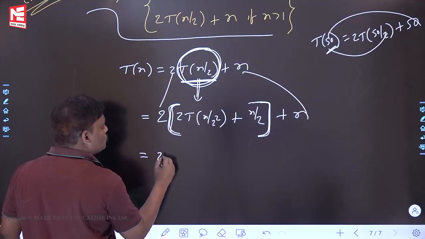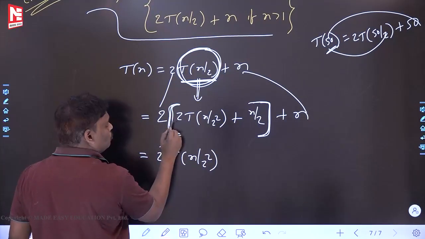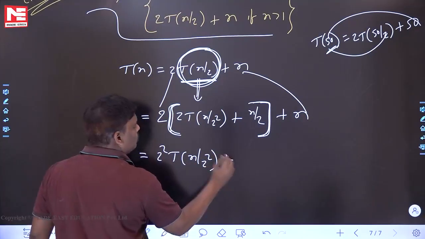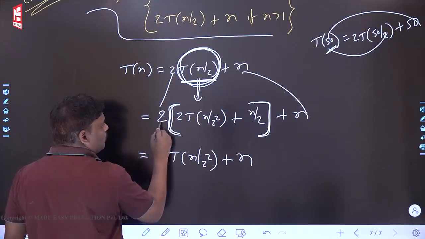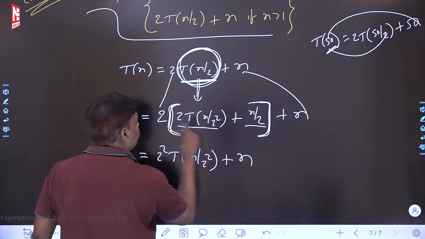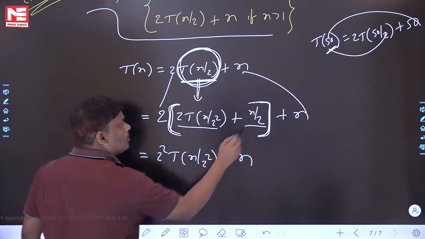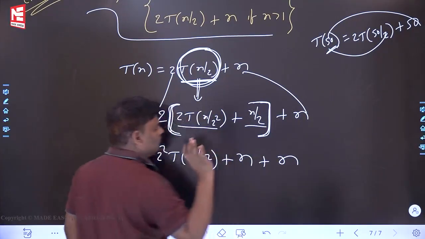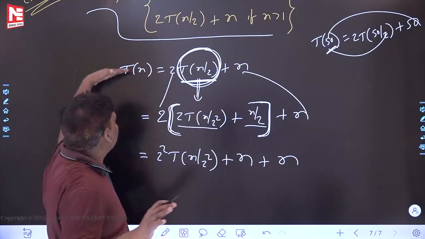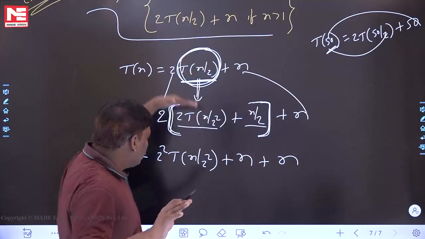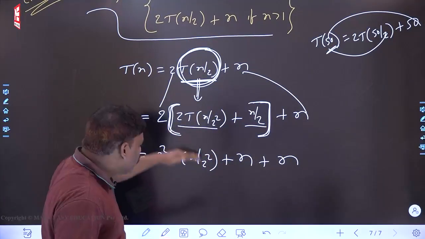2 into 2, 2 square, T(n by 2 square). Just multiply 2 into 2, 2 square, T(n by 2 square), plus 2 into n by 2, 2 cancel, n. So you have to multiply the total bracket. After multiplying, this came, and outside n is there, keep as it is. I am repeating once again: first time substitution, this one. Second time substitution, this one. If you simplify this, you will get the second step only.